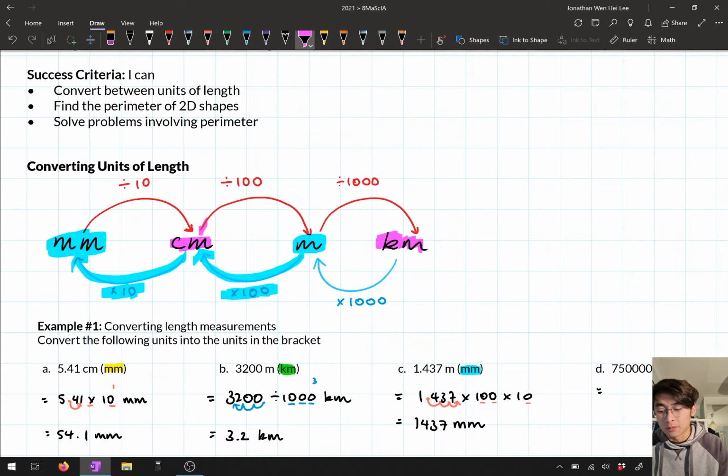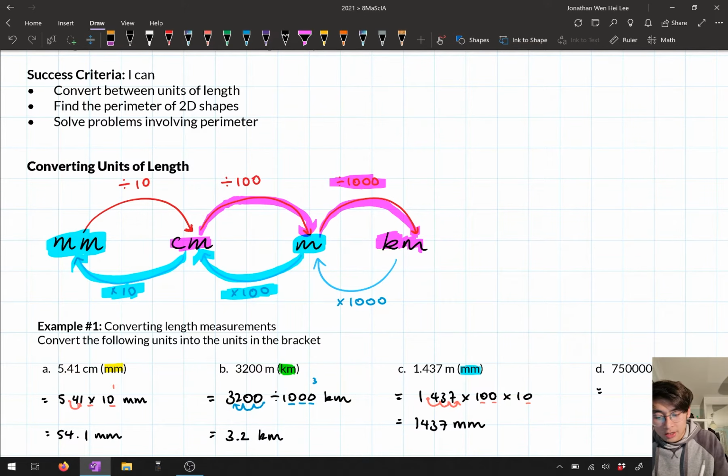We need to convert from centimeters to meters first. So we divide by 100, and then we need to do meters to kilometers as well. So we need to divide by 1,000. So here, not only are we doing one of them, we actually need to do both of them. And so here, that's what I'm going to do.